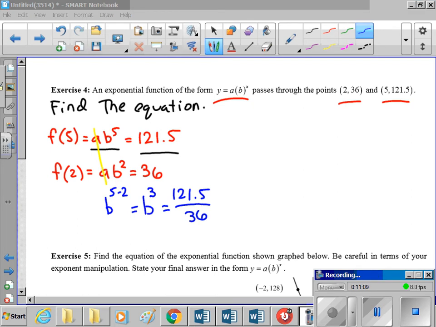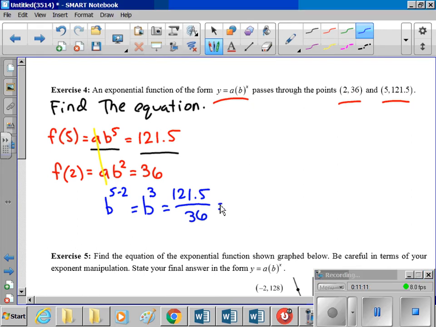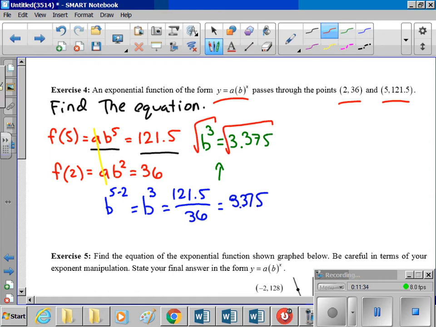All right, so if we do that division, we get 3.375. I just did this on my calculator. So now we have b cubed equals 3.375. If I take the cube root of both sides, again, using my calculator because I'm not psychic, we get b equals 1.5. Almost there.